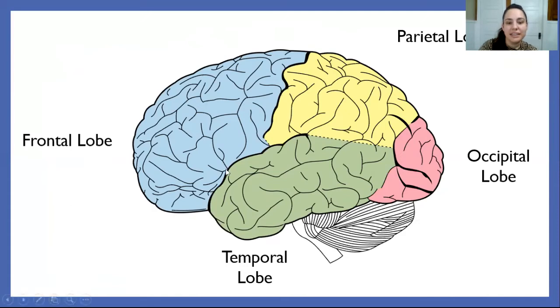Now, the difference between these lobes often is going to be divided up by a sulci. Here is that central sulci. Here's a sulci forming that large side in the temporal lobe. But on the back, on the occipital lobe, we actually don't see a big dividing sulci there.